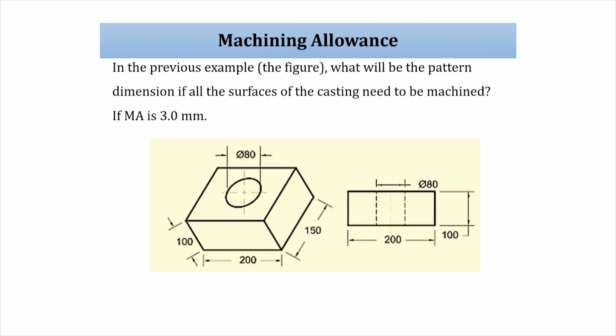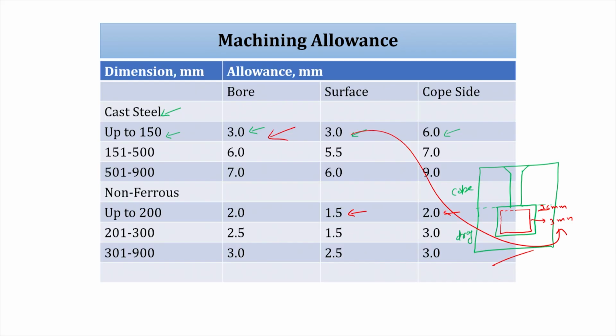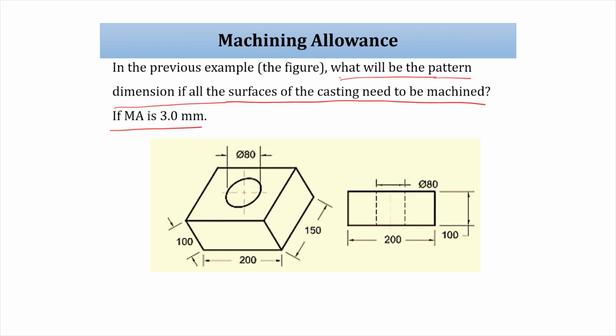In the previous question, what will be the pattern dimension if the surface of the casting needs to be machined if the machining allowance is 3 mm. If you are solving a numerical problem and a chart is given, then you have to follow the chart. This data gives bore dimension, surface dimension and cope side dimension for the machining allowance. The problem directly says machining allowance is only 3 mm for any surface.